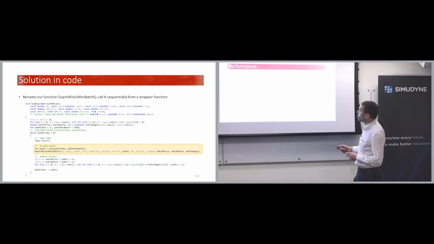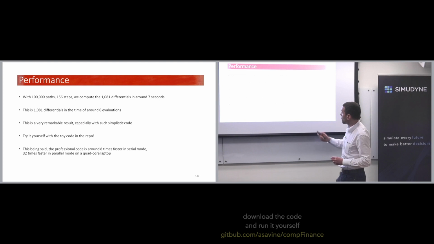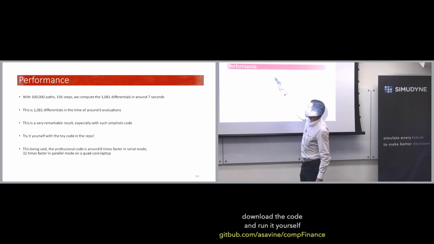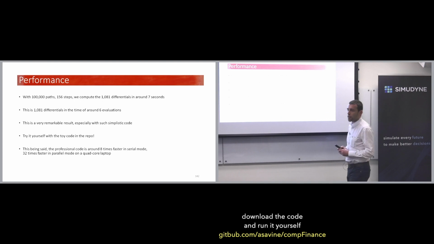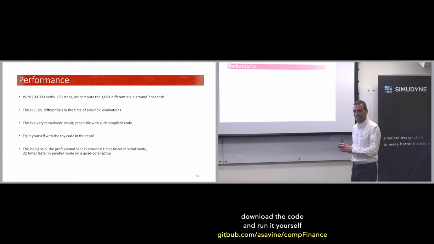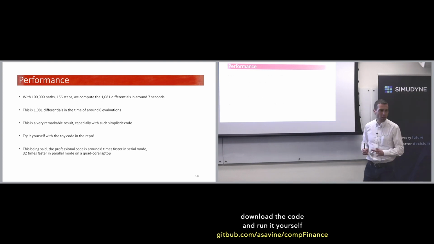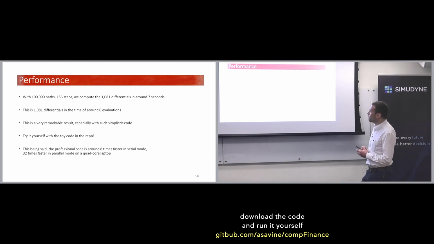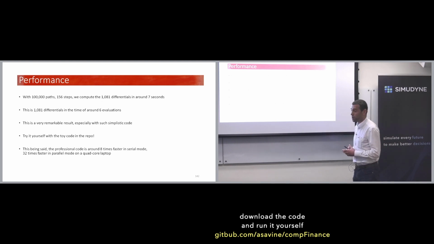And that's it. And the performance, I won't have time to show you, but with 100,000 paths, 156 time steps, it will take you 7 seconds to calculate the 1,000 differentials of Dupire, right? This is a very, very remarkable result for such a simplistic code, right? 15 years ago, the best, most professional quants in the world could not do it in less than 15 minutes. So this is a very remarkable result. And you can try it yourself with a toy code in the repo.